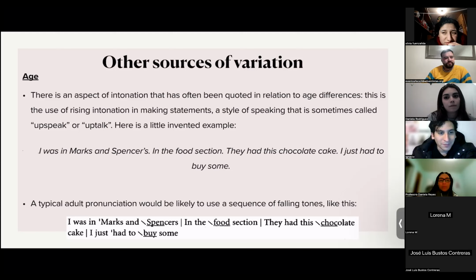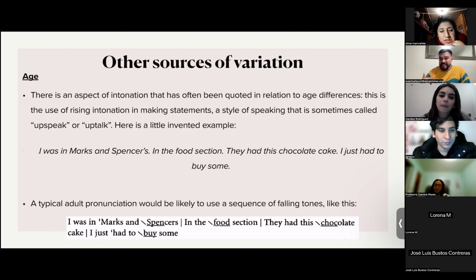Okay, buy some. Now, try to speed up a little bit more, because when you speak English, you don't speak like that. So, I was in Marks and Spencer's in the food section. They had this chocolate cake. I just had to buy some. So try to speed up a little bit. Okay, Nacho, you are going to go. Speed. Okay. I was in Marks and Spencer's in the food section. They had this chocolate cake. I just had to buy some. Okay. Buy some. Sylvia, speed.